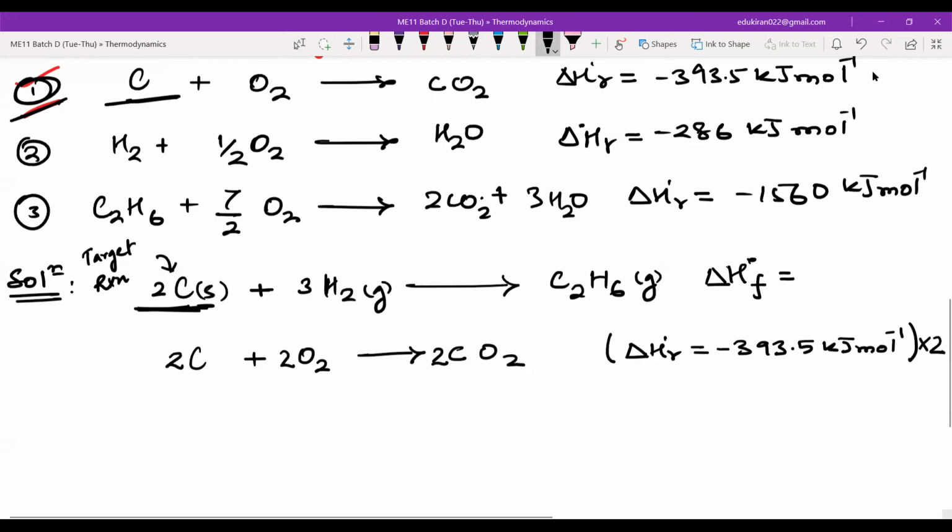Yes or no? Yes, sir. Because if I had 1 mole, then it was giving me minus 393. When I have 2 moles, then it will be giving me double the amount of heat, right? Double the amount of heat. Okay.